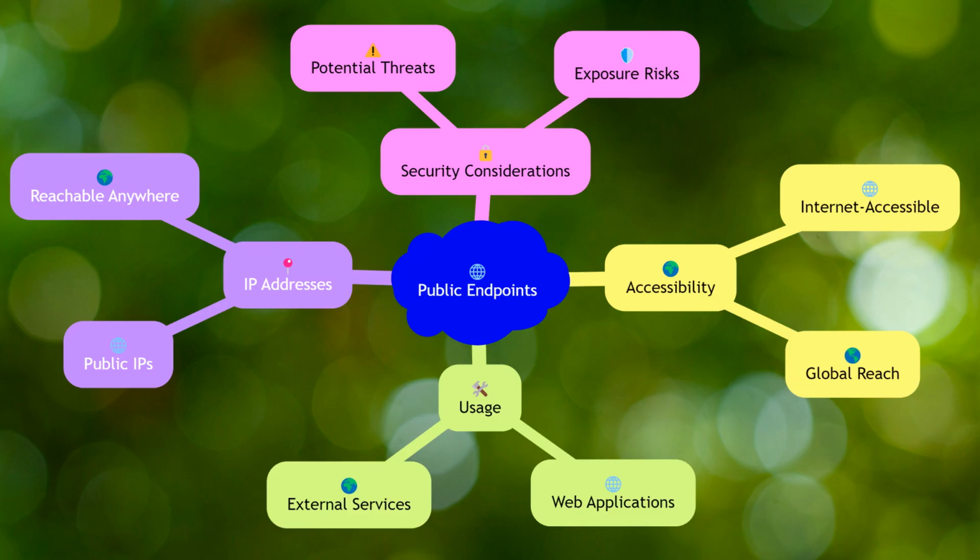Public endpoints are network interfaces that are accessible over the internet. They allow external users and services to interact with Azure resources. For instance, a public endpoint might be used for a web application that needs to be accessible to users worldwide. These endpoints are assigned public IP addresses, making them reachable from any location. However, this accessibility comes with security considerations, as public endpoints are exposed to potential threats from the internet.